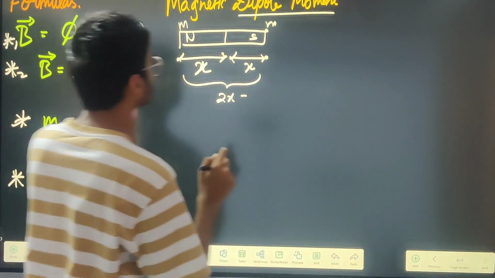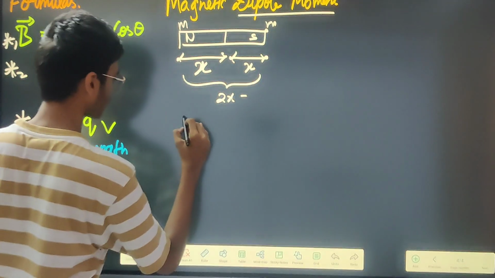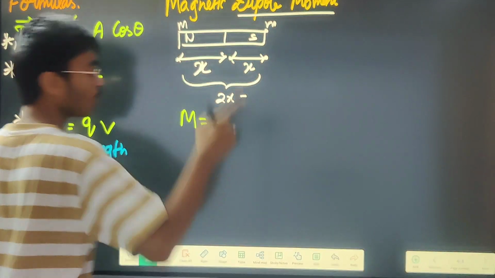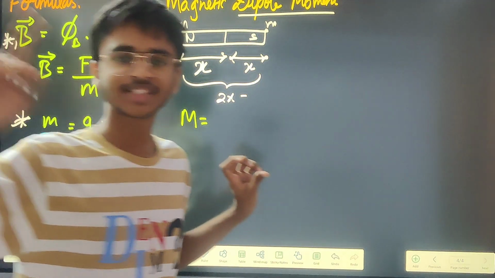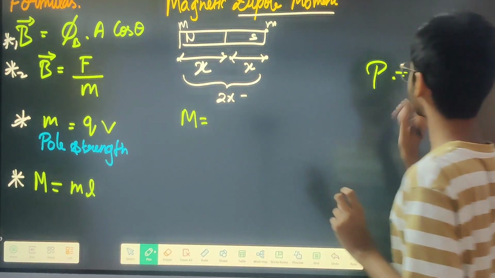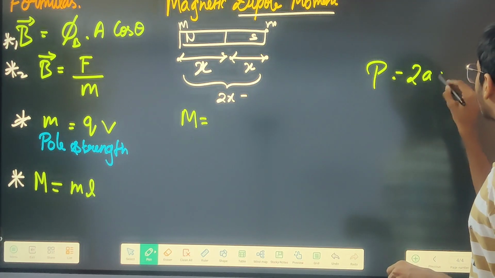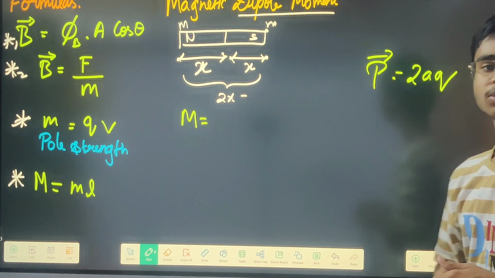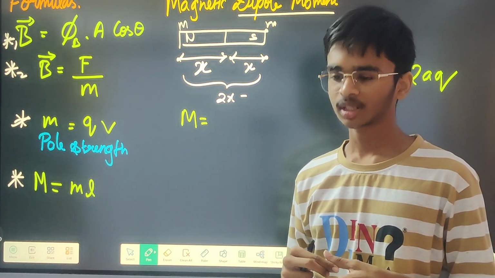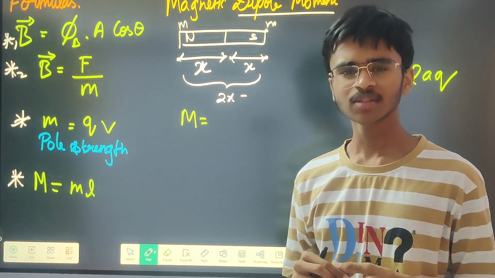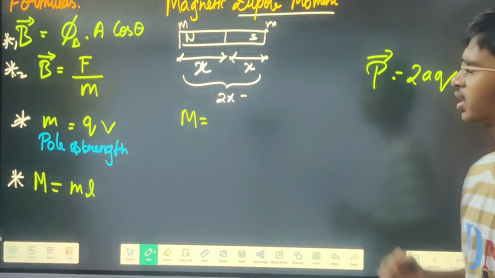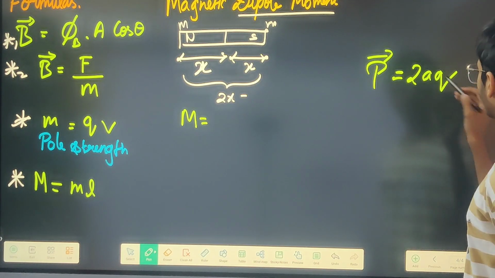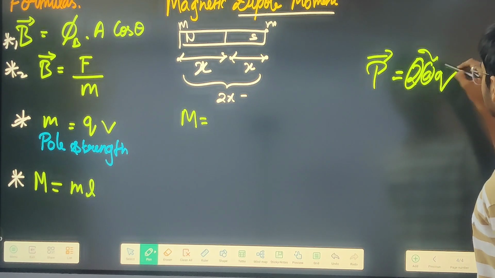I will explain. M is equal to, what did we see over there? That P is there now. P is equal to 2aQ. P vector is equal to 2aQ. It is a vector quantity. It has direction, it has magnitude, right? So it is equal to 2aQ, where this 2a is the distance.